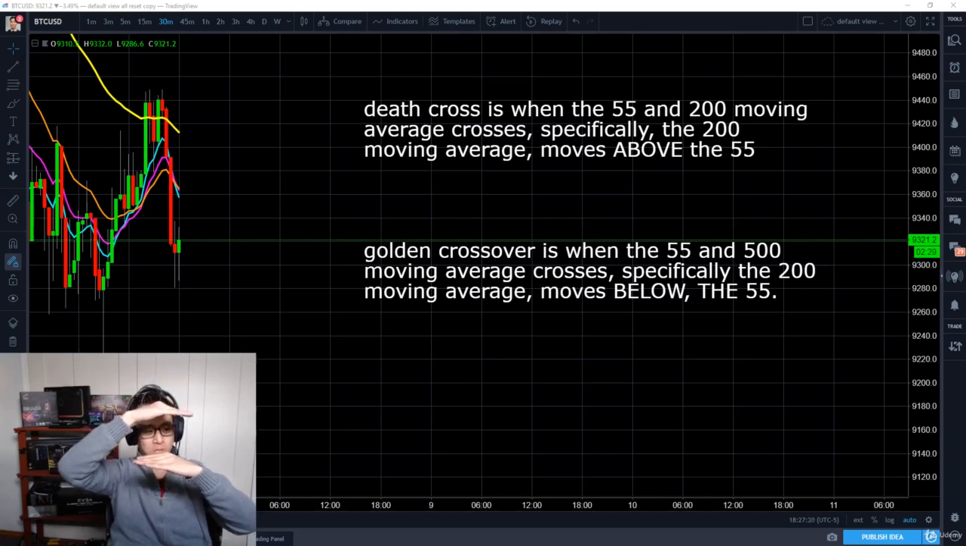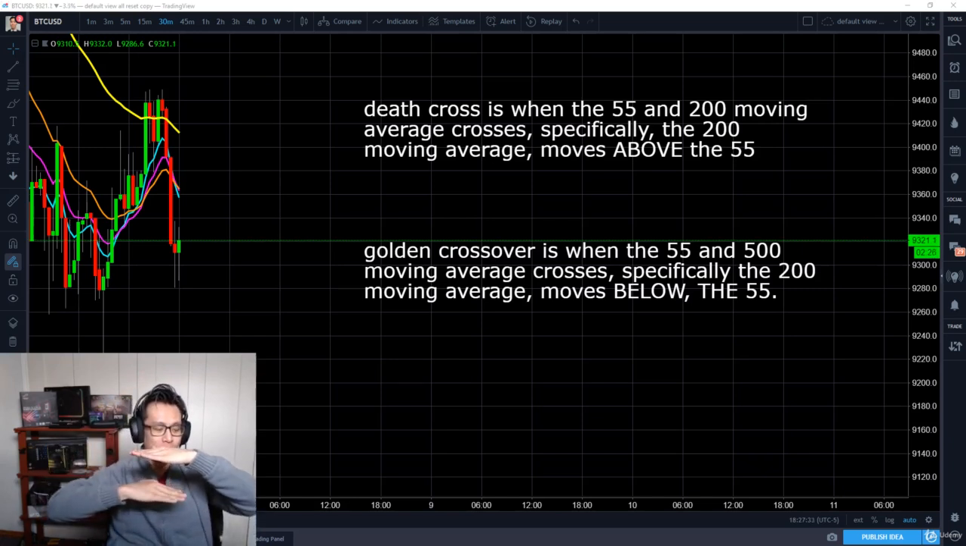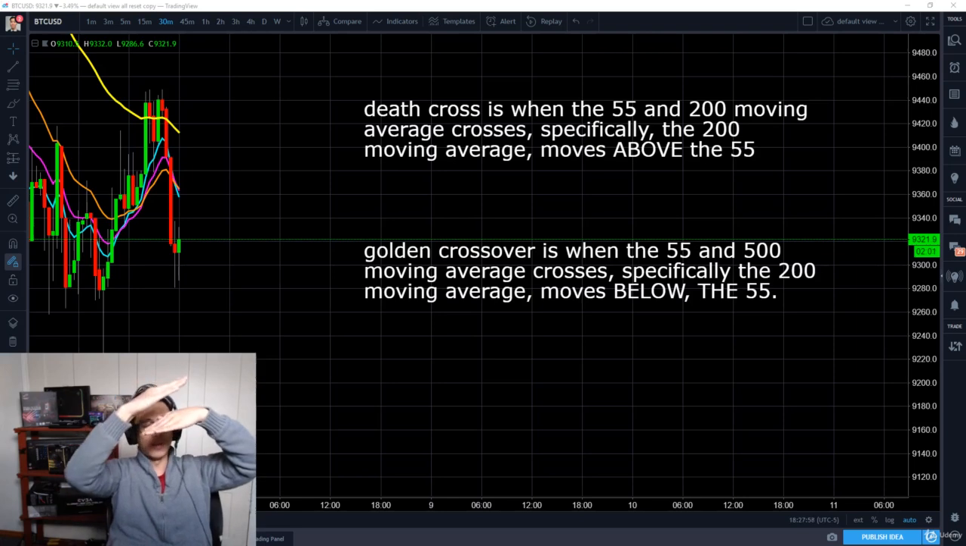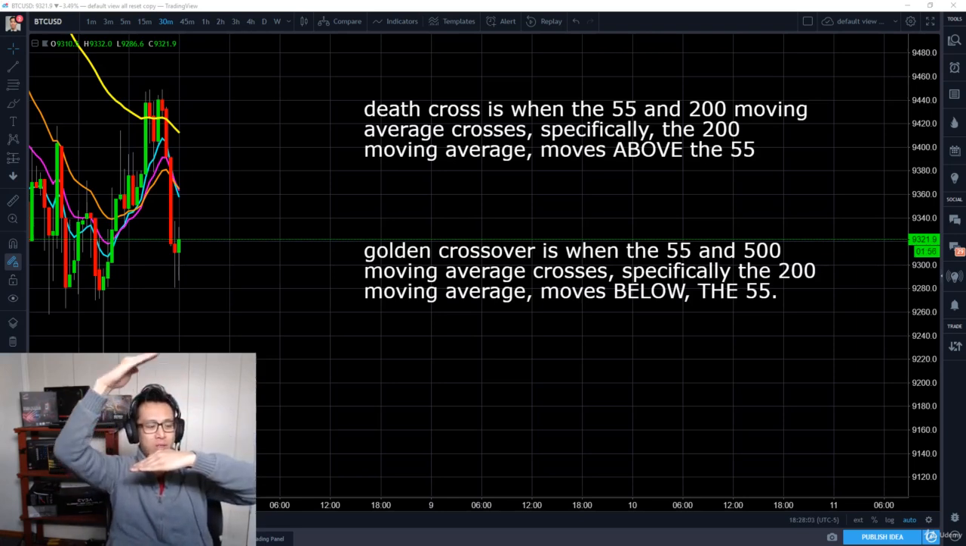And then a golden crossover is the other way around, where the 55 moving average is above the 200 moving average. So the 200 moving average on a golden crossover is acting as a support to support all of it above. Think of the moving averages as something that likes to push it up if it's on an uptrend. And the other way around, if it's on a downtrend, the 55 moving average is pushing down on the candles, and the 200 moving average is pushing down on everything below it.